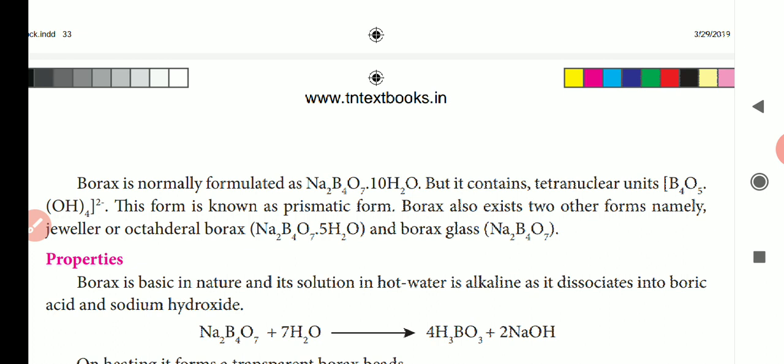Borax also exists in two other forms, namely jeweller's borax and octahedral borax. What is the formula for jeweller's and octahedral borax? Na2B4O7·5H2O. And then there are borax glasses, Na2B4O7. Most glass vessels are made up of borax, so that glass we call borosilicate glass. This component is used in the manufacturing of glass.